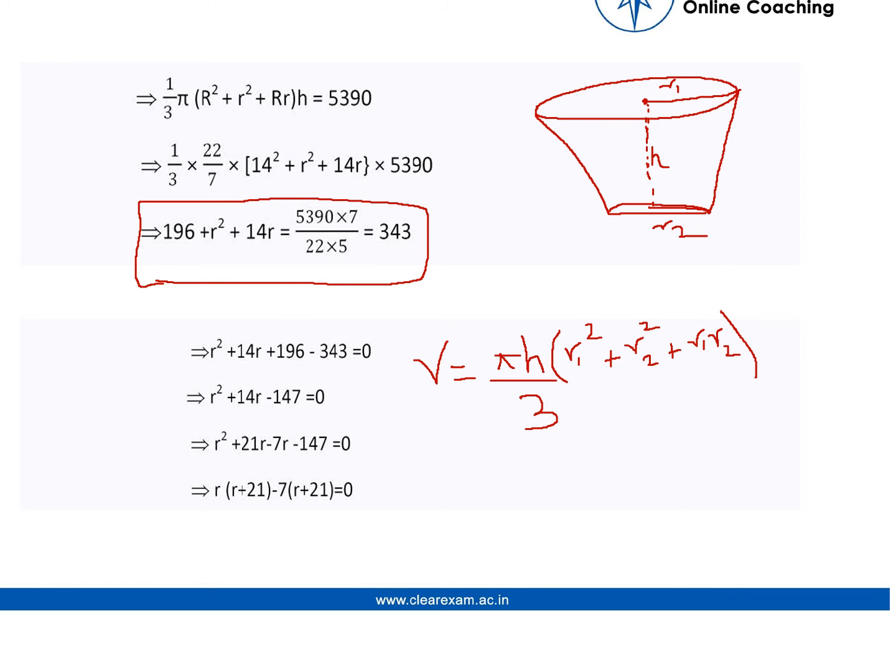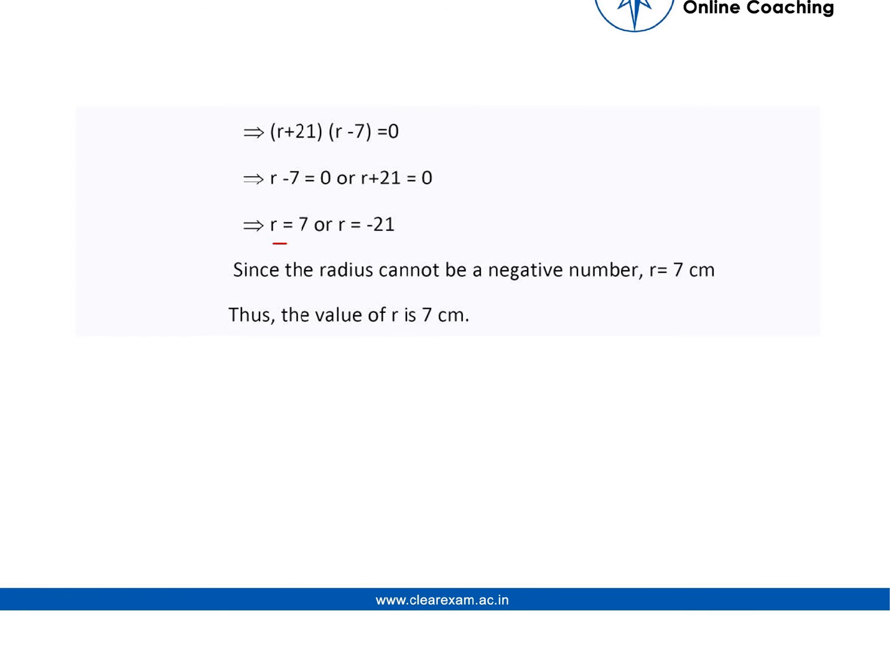Here we get the quadratic equation, and after solving it, we get r as 7 and r as minus 21. Since the radius cannot be a negative number, we choose the radius as 7. Hence, this is the answer.